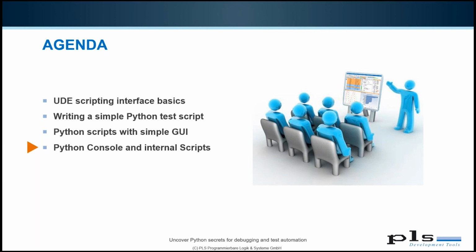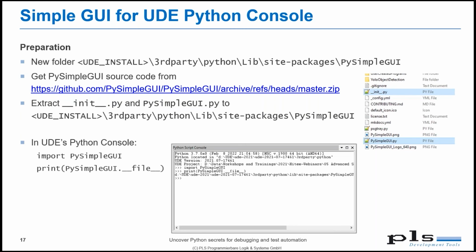I'd like to port the simple GUI example that I have shown you a minute before to an internal script and execute it from inside the UDE. In order to get the simple GUI working, we need some installation steps before. It looks a bit complicated here, but it is quite simple and will take 1 or 2 minutes.